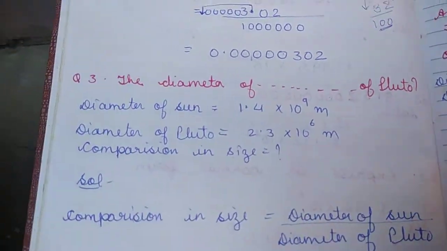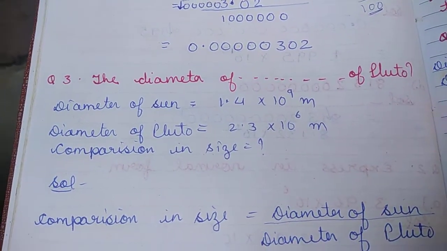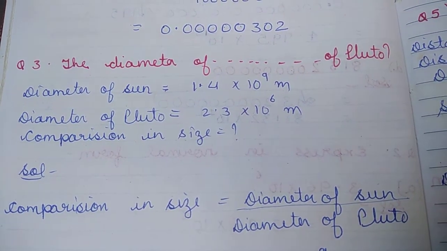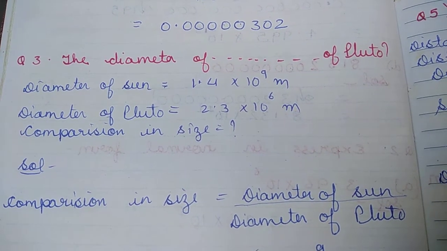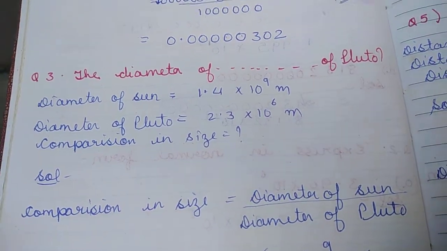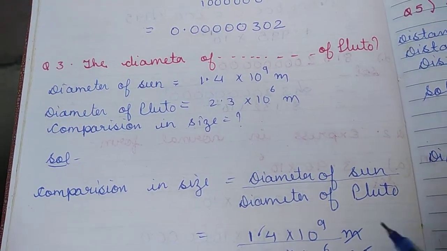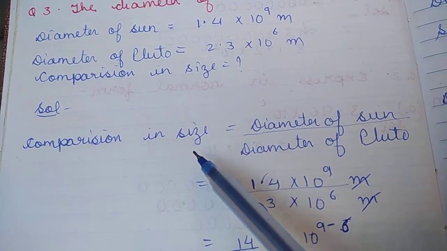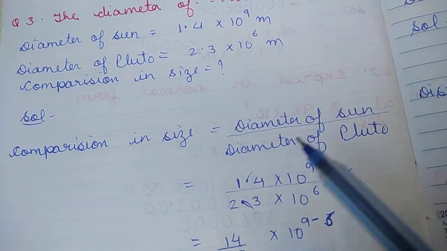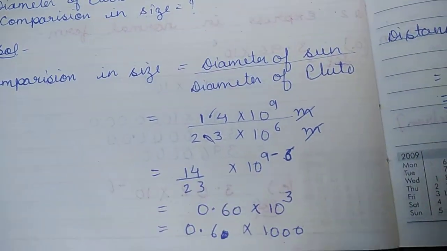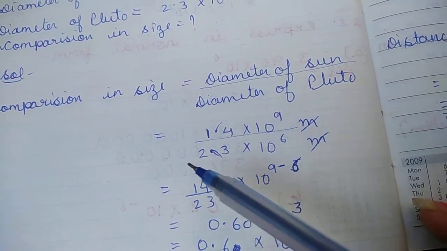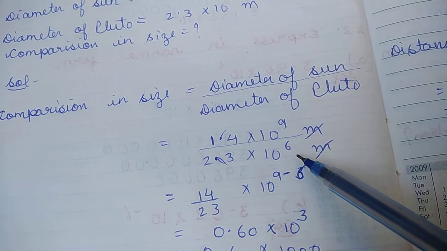The next question is that they have given you the diameter of the Sun, which is 1.4 into 10 raised to power 9 meter, and the diameter of Pluto, 2.3 into 10 raised to power 6 meter. We have to compare the size. Okay, we have to do the comparison: what is greater and by how much. So if you need to compare size, we'll write diameter of Sun in the numerator upon diameter of Pluto. So the value is 1.4 into 10 raised to power 9 meters upon 2.3 into 10 raised to power 6.